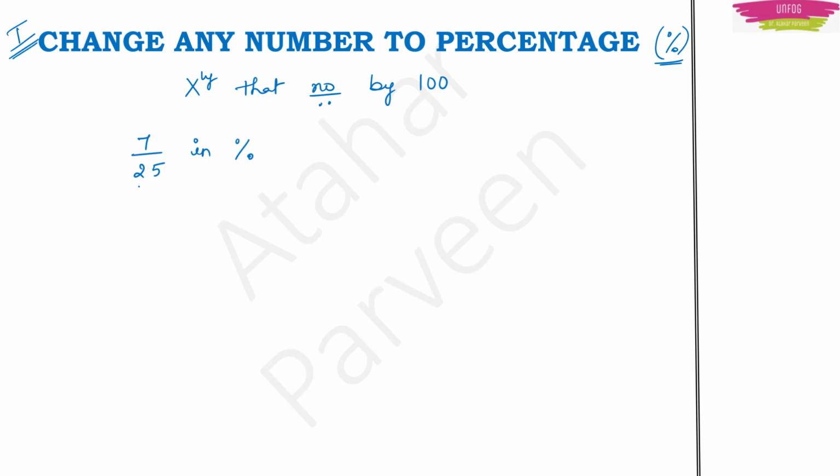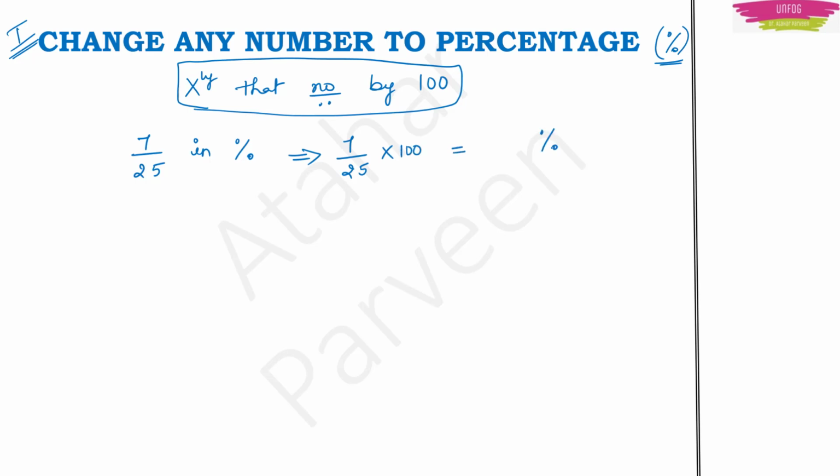So if they have given you 7 by 25 and they are telling you to convert it in percentage, then you have to multiply that number by 100. What is the number? It is in fraction, no problem. It is a whole number, no problem. You have to just multiply it with 100. You will get something which you will write in percentage. That is what they are asking. Okay, so here 25 ones are 25, 25 fours are 100, so 7 fours are 28%. That will be your answer.